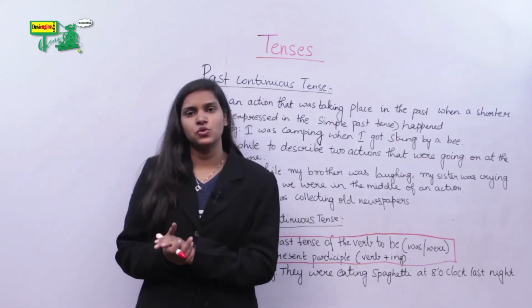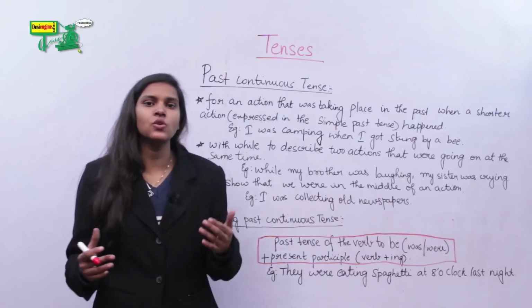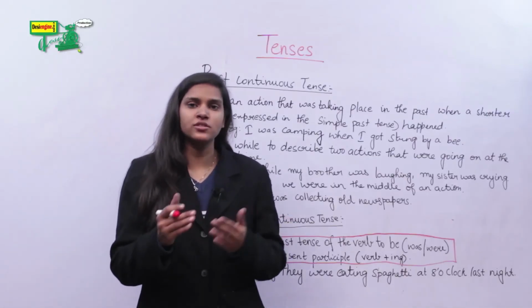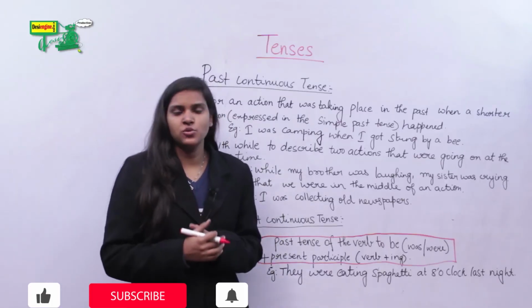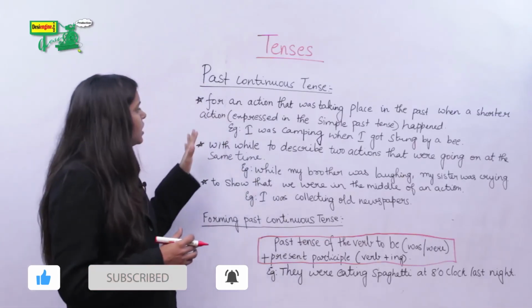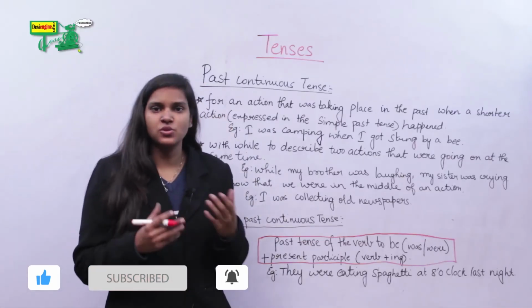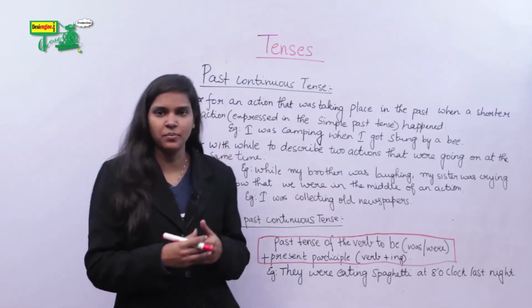Past continuous tense is used to relate an event that started in the past and is still going on. That is, it talks about an action that is incomplete. There are a few situations where past continuous tense is used. For example, to express an action that was taking place in the past when a shorter action happened.